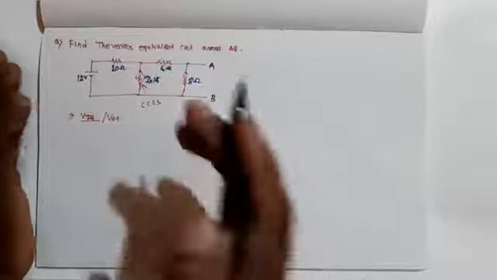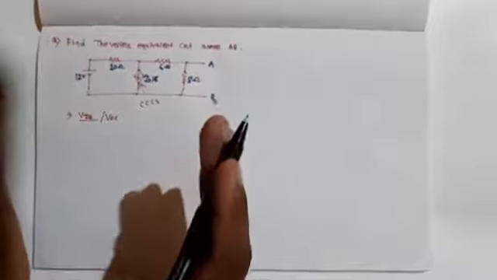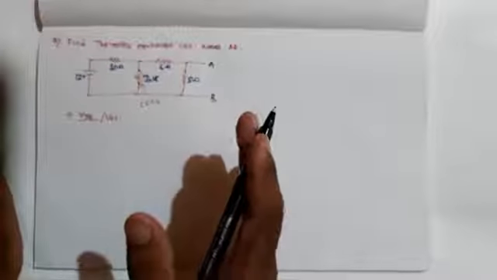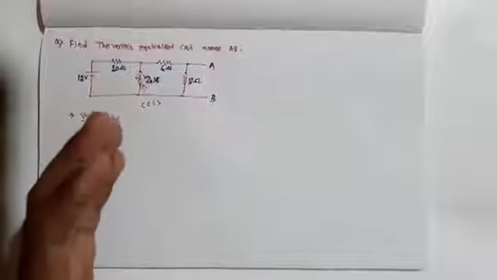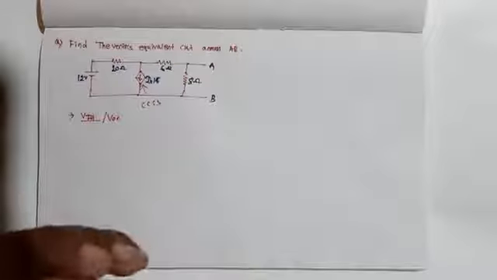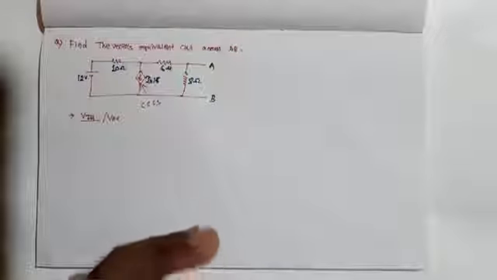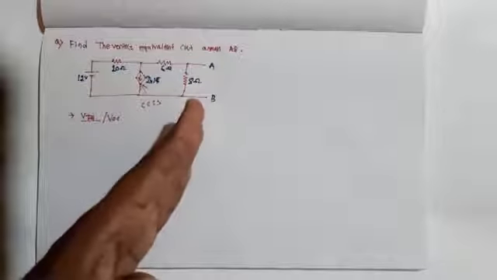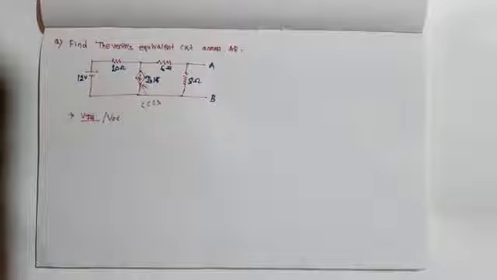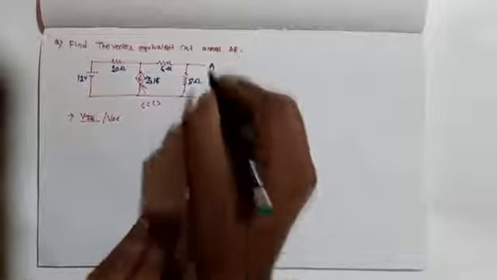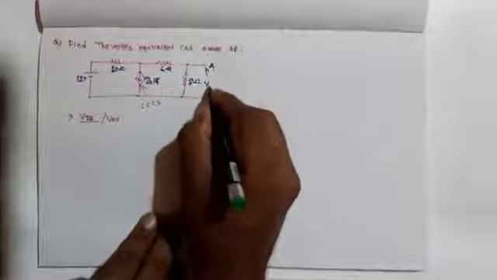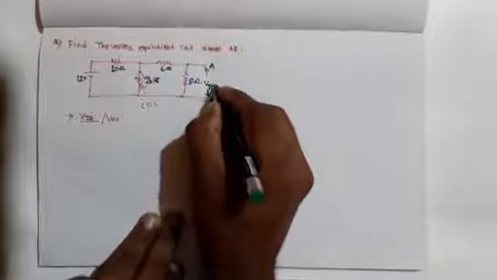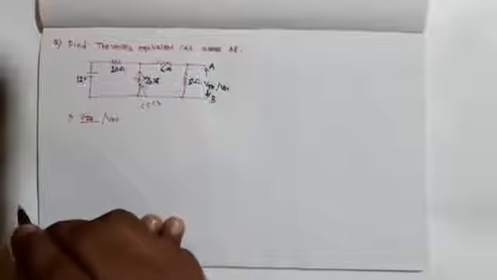Let's start with how to find Thevenin's voltage. In our previous method, to find the Thevenin's voltage we first open the load terminal. Here the question already says to open the load terminal, so there is nothing to worry about. Directly we find the voltage across this terminal. This is called the open circuit voltage.